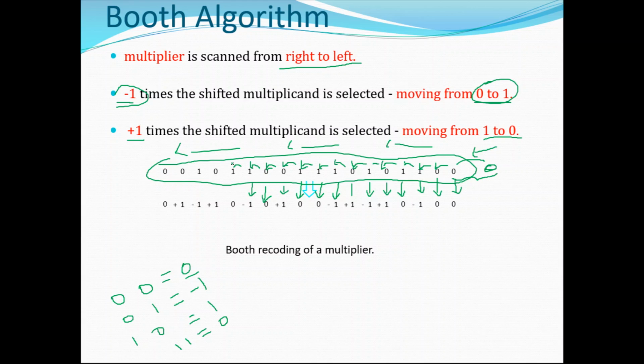Then 0 1, 0 to 1 means minus 1, so this becomes minus 1. Again 1 1 means 0. Again 1 0, it is plus 1. Then 0 1, this is replaced with minus 1. Again 1 0, this is replaced with plus 1. Again 0 0, it is replaced with 0. So this is how we do this coding.